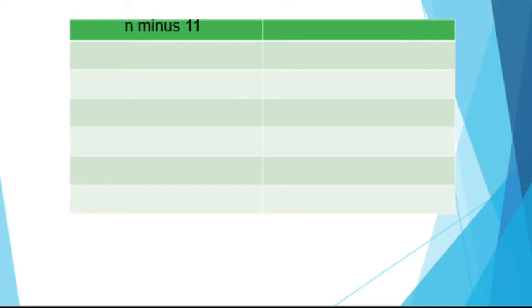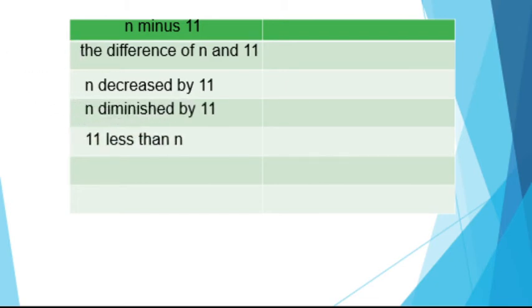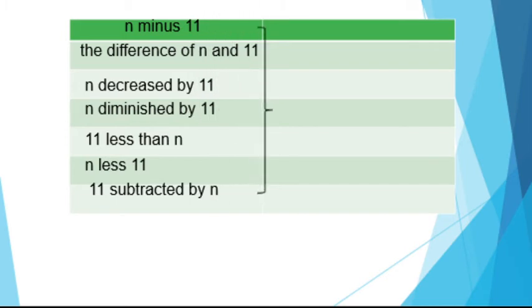Next, let's say you have n minus 11. The difference of n and 11. N decreased by 11. N diminished by 11. 11 less than n. N less 11. 11 subtracted from n. These phrases can be written into a simple algebraic expression as n minus 11.